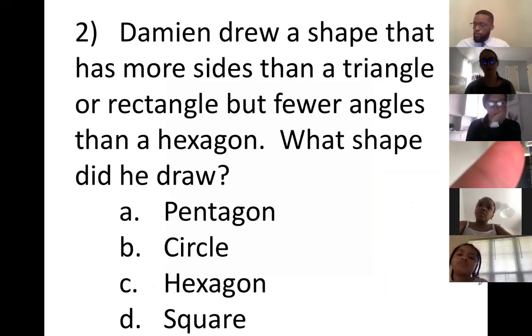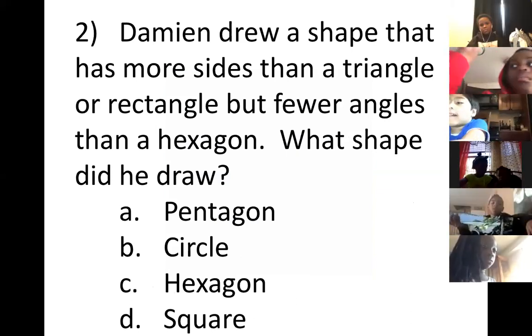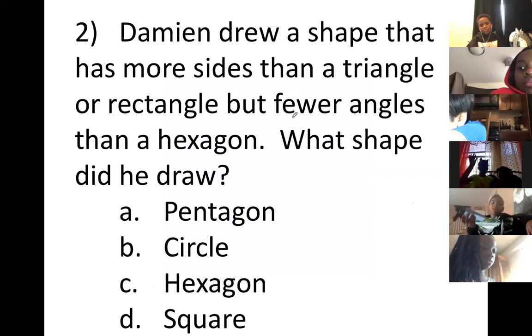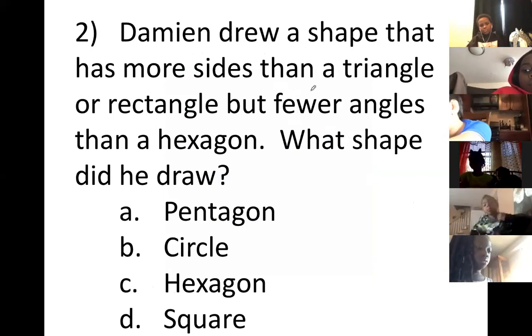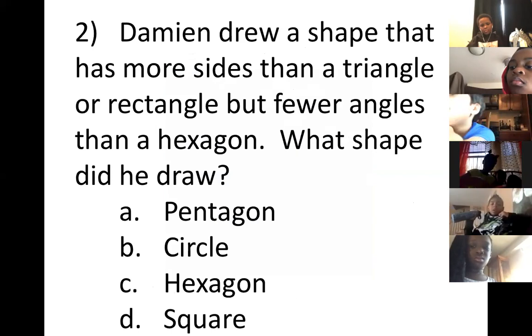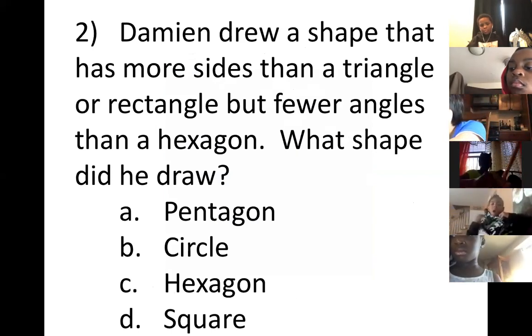All right, Nia, can you read this question loud and proud? Go ahead. Damien drew a shape that has more sides than a triangle or a rectangle, but fewer angles than a hexagon. What shape did he draw? Great job, Nia.